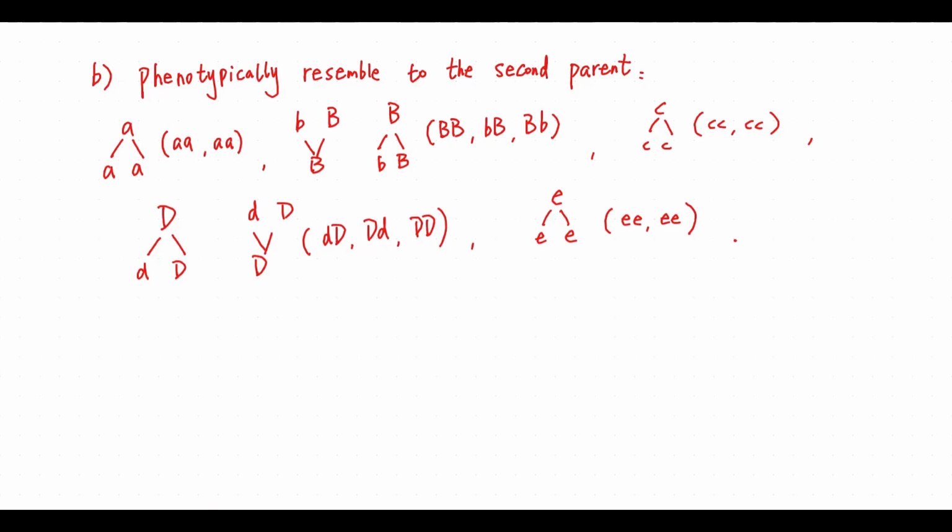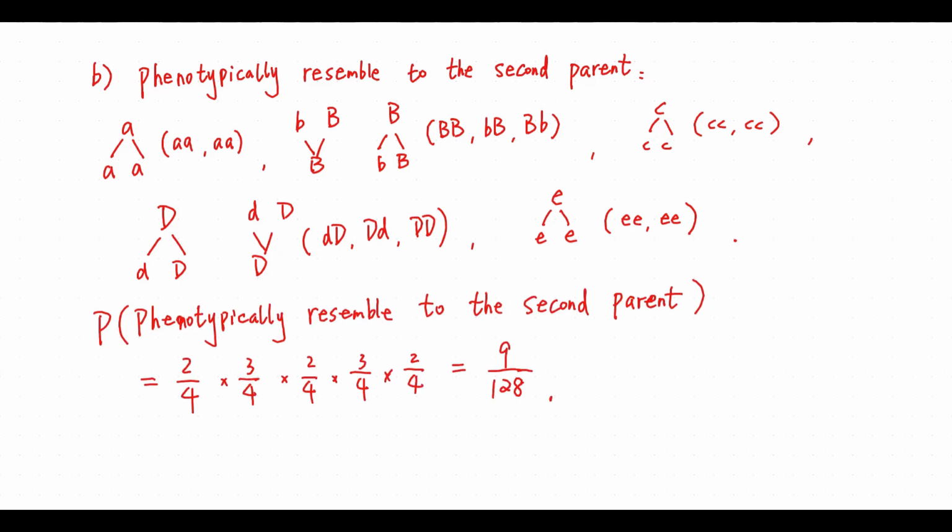Case B, phenotypically resemble the second parent. This case is illustrated by this figure. The probability for this case equals 9/128.